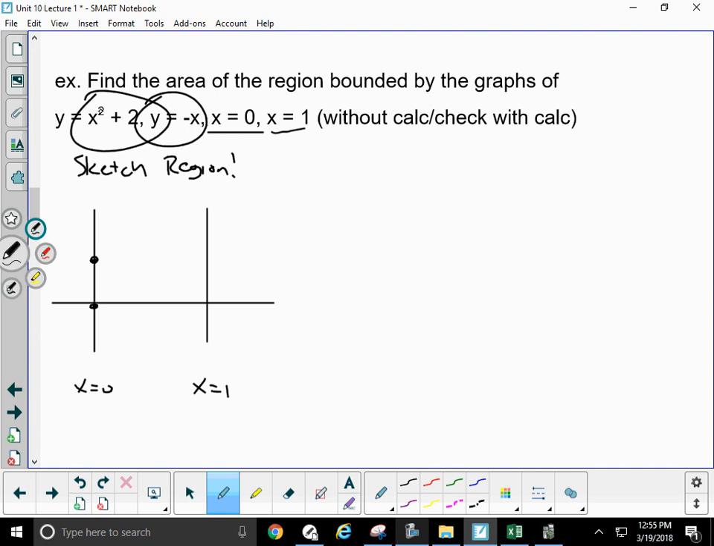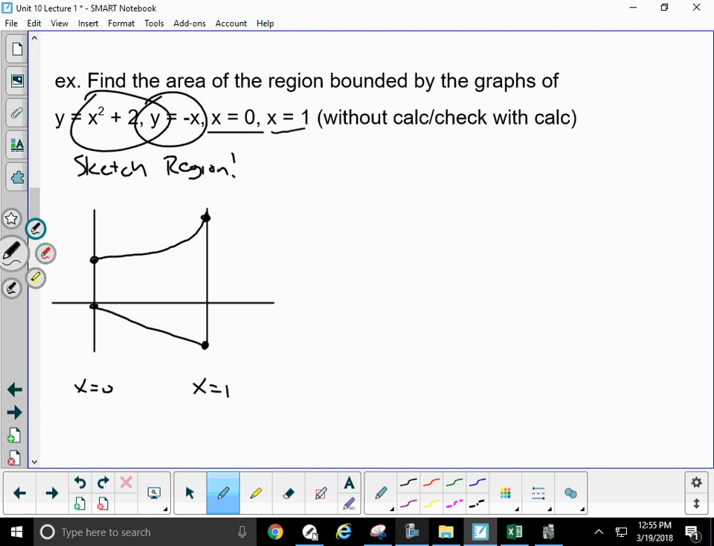And then if I plug in 1, I go to 3. And I have x squared plus 2, which looks like a parabola. I have some sort of curve. This is not a perfect graph. I don't care. It doesn't have to be perfect. Then I have y equals negative x. So if I plug in 1, I get negative 1. So maybe I'm down here at negative 1.